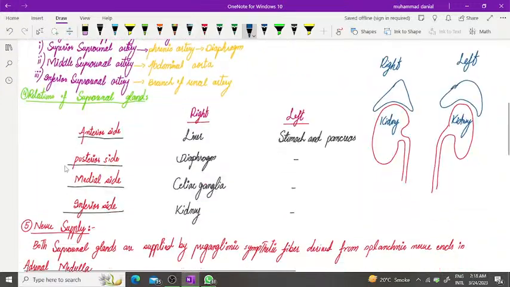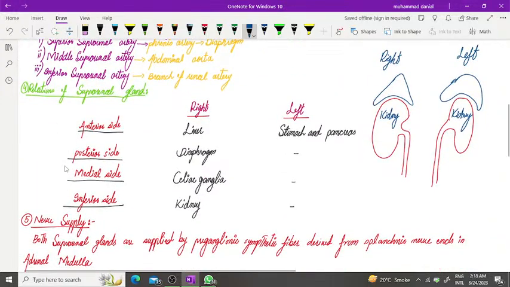Relations of suprarenal gland. The anterior side of right suprarenal gland is occupied by liver, posterior side by diaphragm, medial side by celiac ganglia, and inferior side by kidneys. And in case of left suprarenal gland, anterior is stomach and pancreas, posterior side by diaphragm, medial side by celiac ganglia, and inferior side again by left kidney.